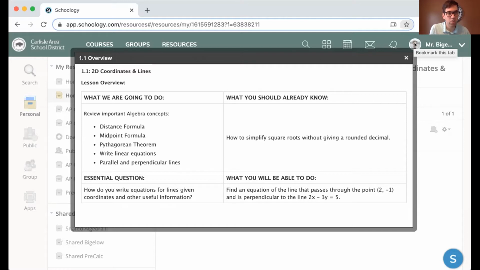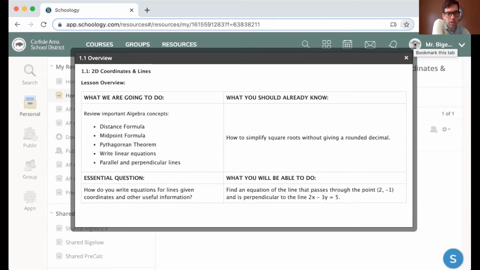All right, so take a look at this lesson overview here. Here's what we're going to do in this lesson. In the top left box, we're going to review important algebra concepts. Nothing in today's lesson should be brand new to you. We are going to review the distance formula, the midpoint formula, the Pythagorean theorem, how to write the equations for lines, and what can we do easily with parallel and perpendicular lines.